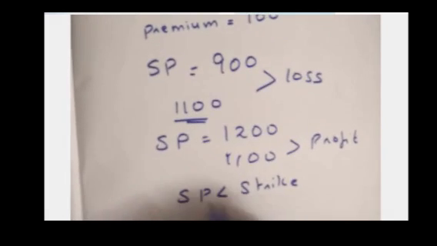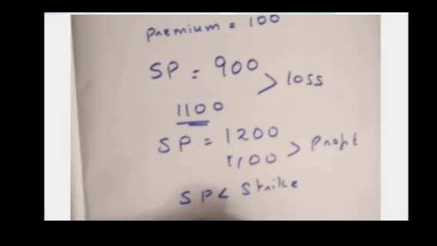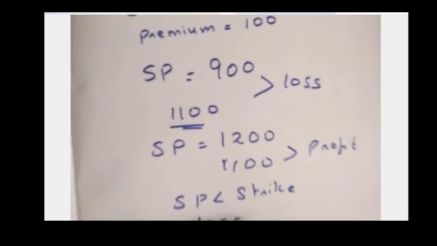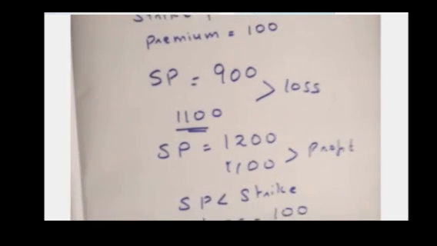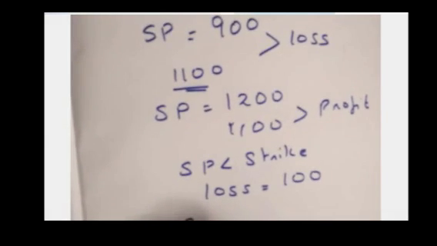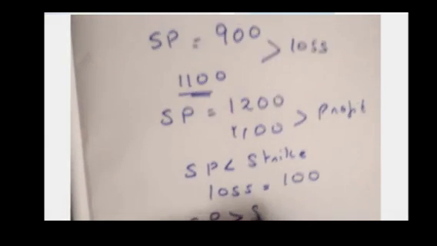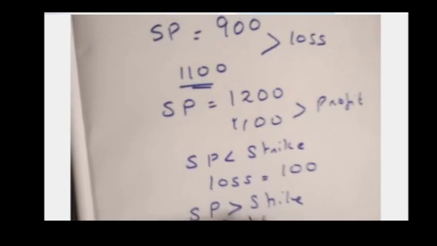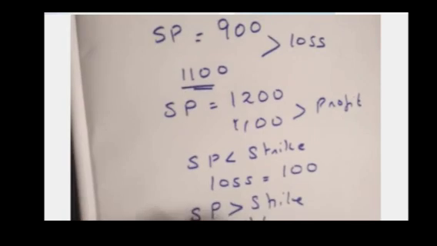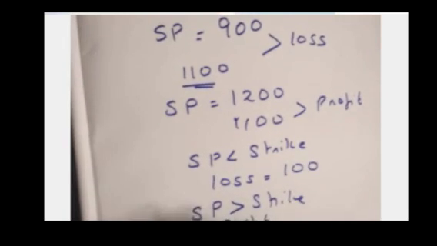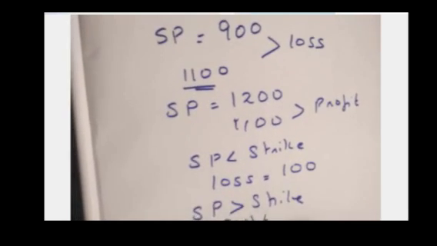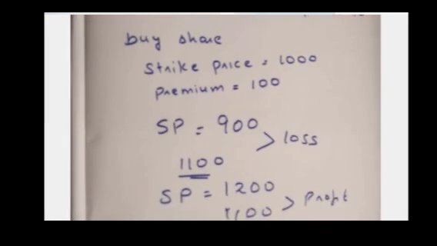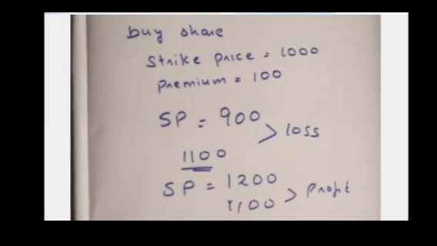So when he is not exercising the option, he will have to forego the premium amount rupees 100. So here the loss will be limited to rupees 100. And when the spot price is greater than the strike price, he will have a profit. The profit will depend upon the increase in the price of the underlying asset. So that will be a case of a profit for him. So this is the example of a long call option.